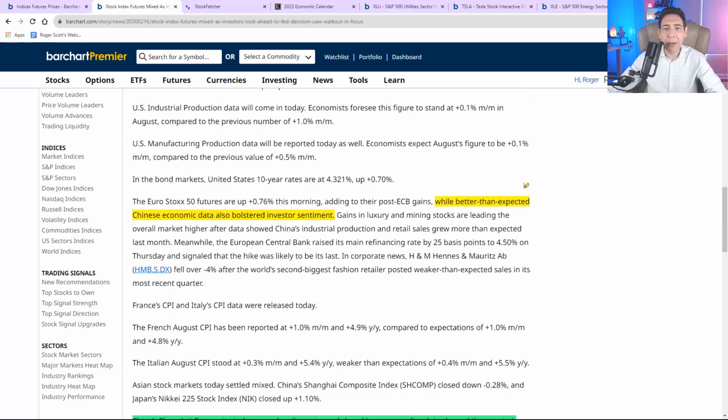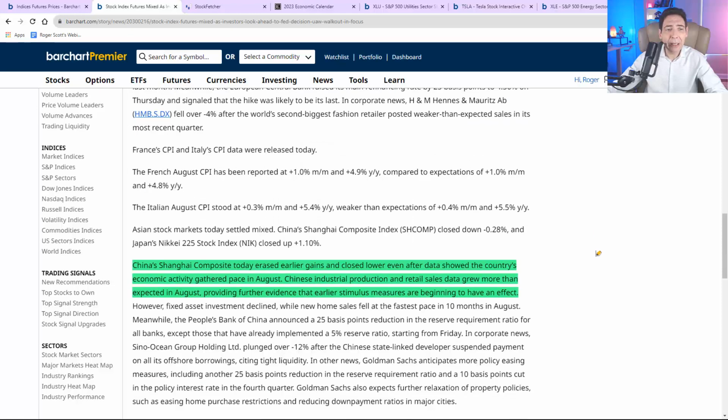China, Europe, while better than expected, Chinese economy data bolstered investment sentiment. China's looking a little better. That can give the U.S. a little bit of a boost. Europe is looking a little bit better.